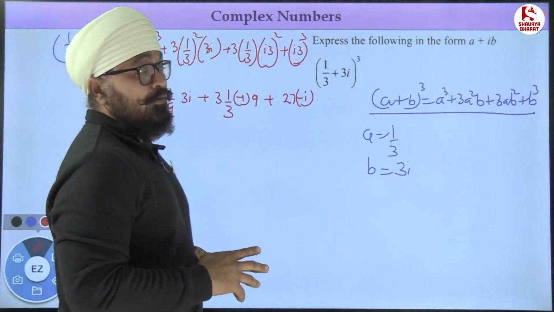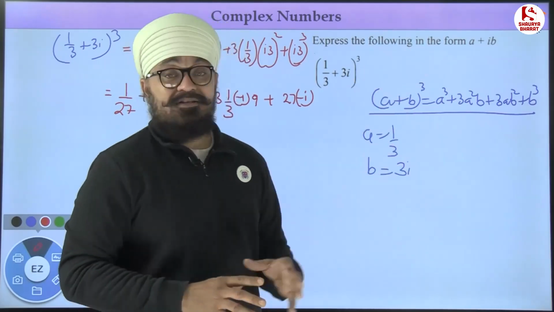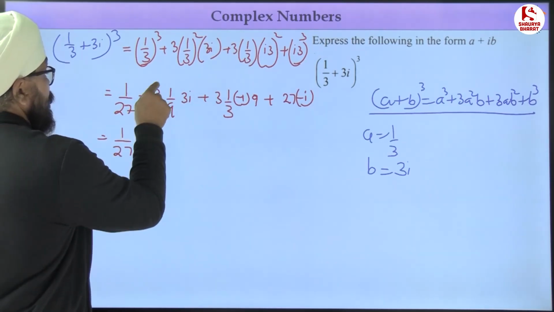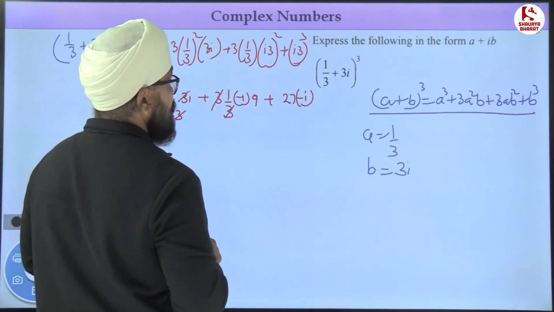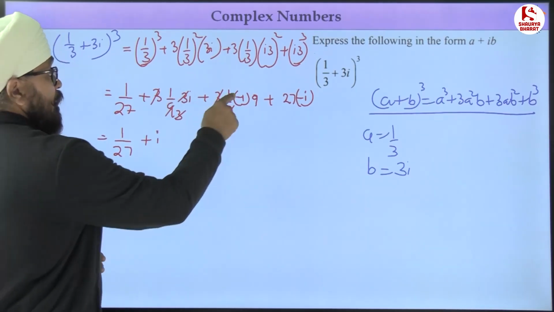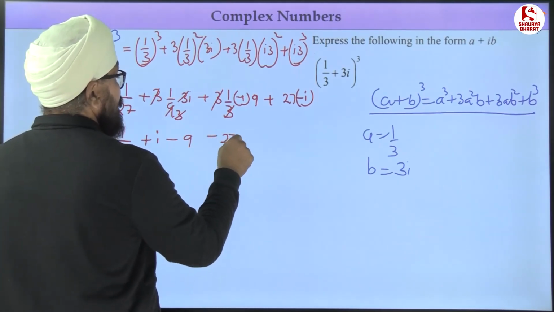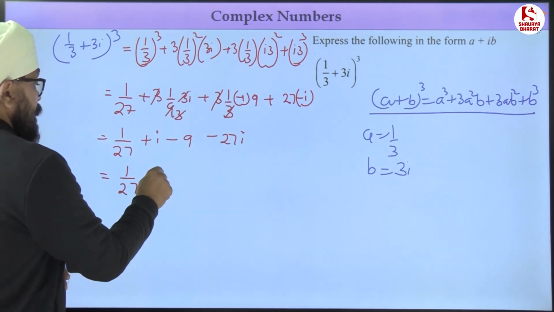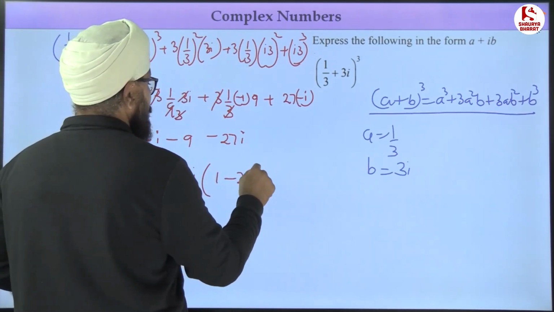Is that clear? Now, what do we have to do? We have to separate the real parts and the imaginary parts. Then only we can express in the form of a plus iota b. So, let us write 1 upon 27. Before this, I will be simplifying it. This 3 will get cancelled. So, the term that we are having here is only iota, here minus 9 and then this one is minus 27 iota. So, let me take the real part first, 1 upon 27 minus 9, and then for iota we are having 1 minus 27.